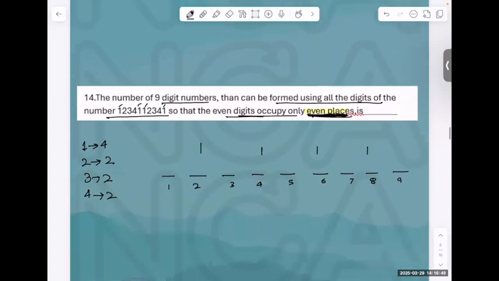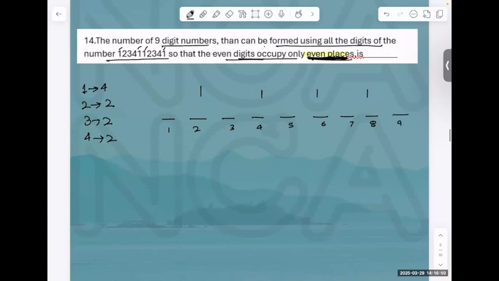The question says: the number of 9-digit numbers that can be formed by using all the digits of the number, so that even digits occupy only even places. So what we did, we wrote 1 is coming 4 times, 2 is coming twice, 3 is coming twice, and 4 is coming twice. Which are the places where we require even digits? 2, 4, 6, and 8.